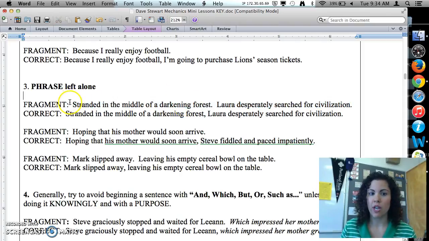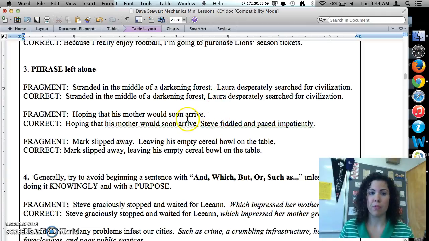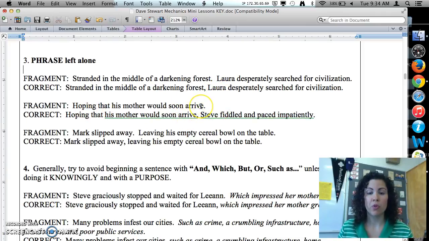We have no subject. So instead of trying to rework it or anything like that, all you need to do is add the comma, because then we know that Laura is stranded in the middle of the darkening forest and Laura searched for civilization. So now you add a subject by simply adding a comma instead of a period. Again, we have that with the description here, with hoping that his mother would soon arrive. Instead of just saying that, we would add that onto our sentence following. Steve fiddled and paced impatiently. We would say, hoping that his mother would soon arrive, comma, Steve fiddled and paced impatiently.